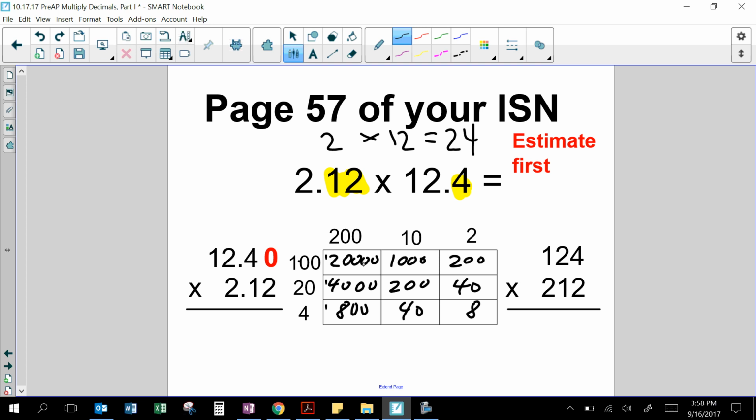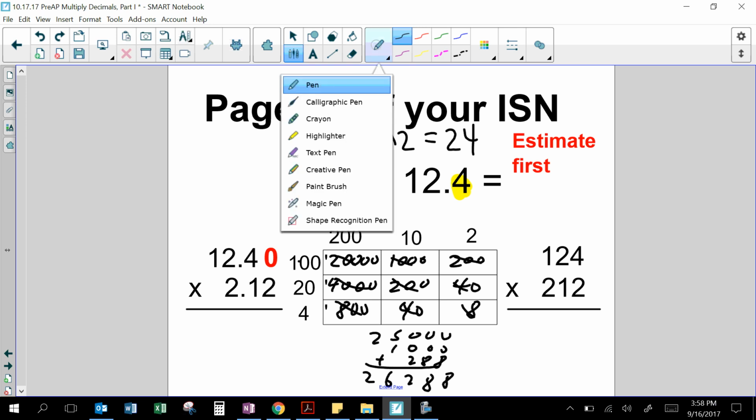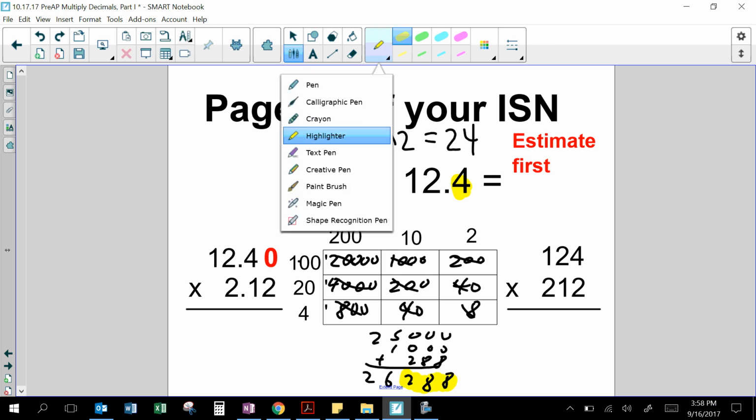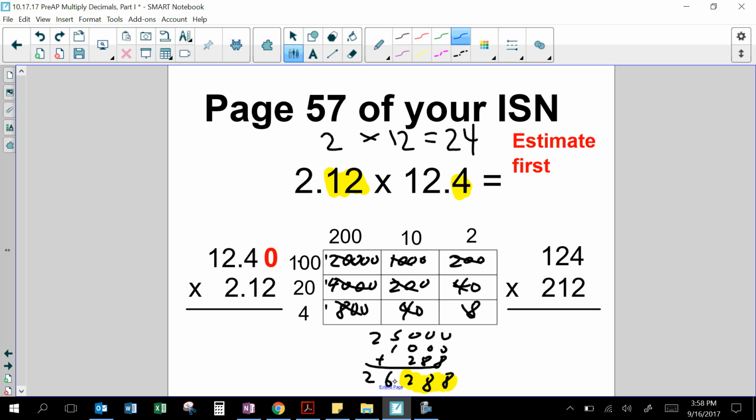So what is 20,000 with 4,000, 1,000? That's 5,000. So 20,000, so that's 25,000. 800 plus 200 is 1,000. 40 plus 40 plus 200 is 240, 280, 288. So if you add all this up, 8, 8, 2, 6, 2. So I got 26288. There are 3 places behind a decimal point. So I need to have 3 places behind my decimal point. So that means the decimal point goes right here.